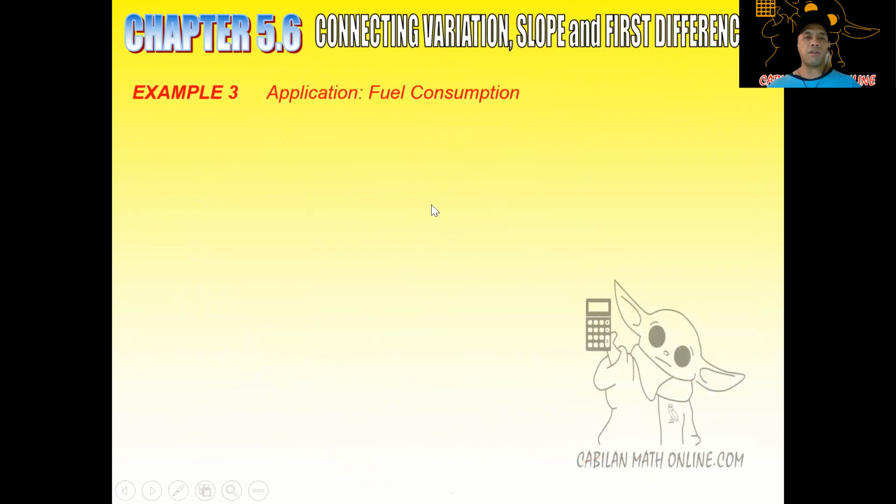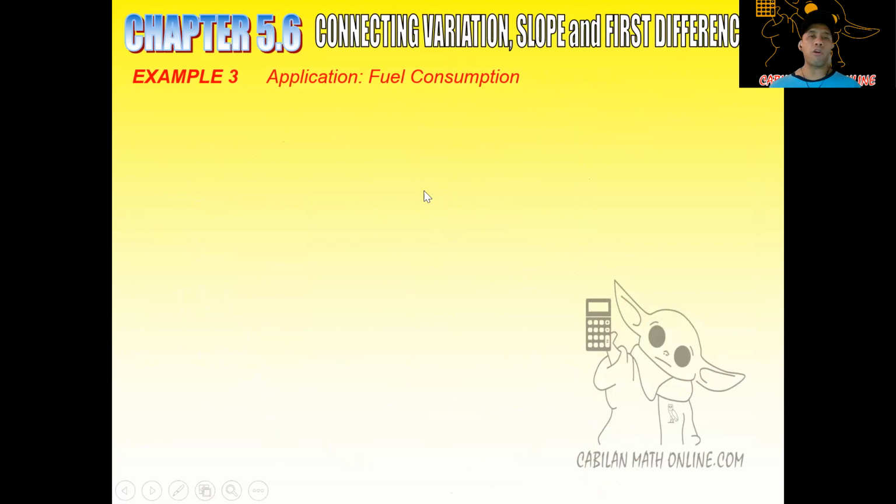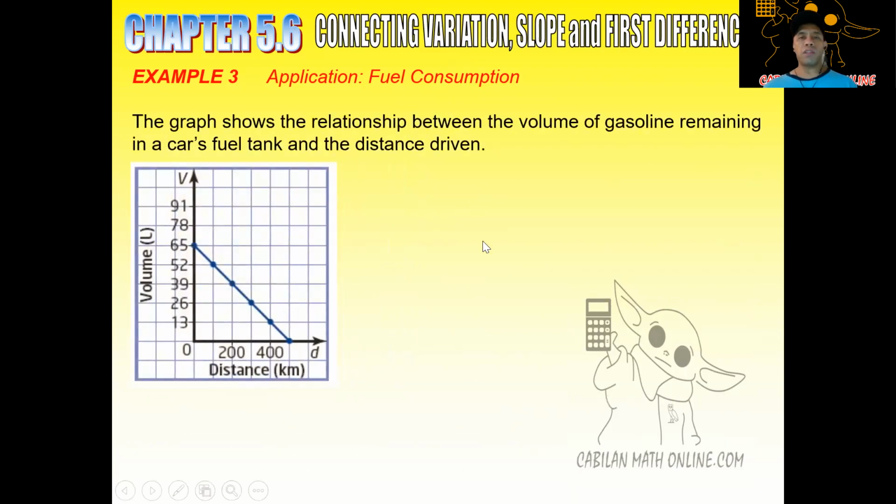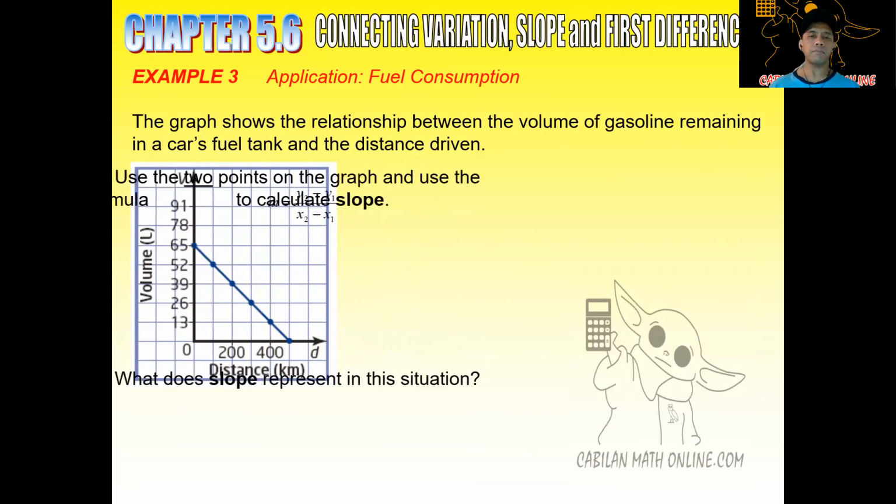All right, let's move on over here. The next thing we're going to do is look at a word problem that's going to apply what we've done throughout this entire chapter. What we're going to deal with here is gas consumption. It says here, the graph shows the relationship between the volume of gasoline remaining in a car's fuel tank and the distance driven. All right, so let's talk about the graph first.